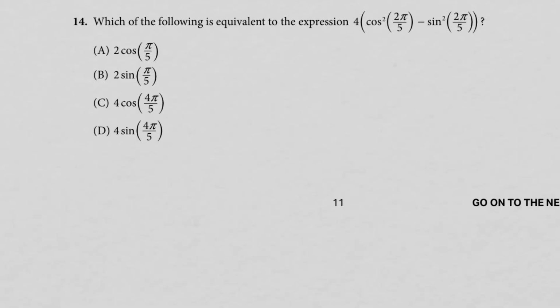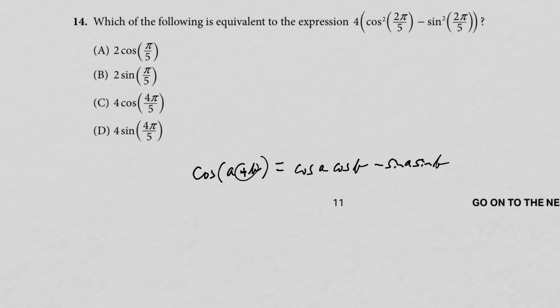Number 14. So let's look at this. Interesting. There is a formula for the cosine of A minus B, which is cosine A cosine B plus sine A sine B. Cosine of A plus B has a minus here.